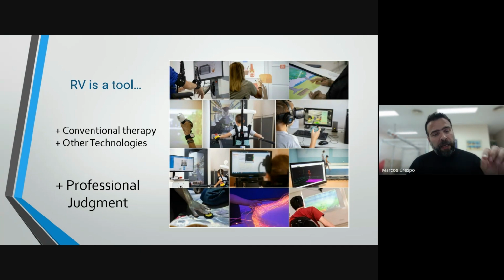And of course, a big plus, I put it in a big font, for professional criteria or judgment, and the knowledge and also the creativity of our professionals working with this environment, trying to do the same that they do in the gyms, in the conventional therapies, but with more fun, more creative and more motivating activities during virtual reality rehabilitation.